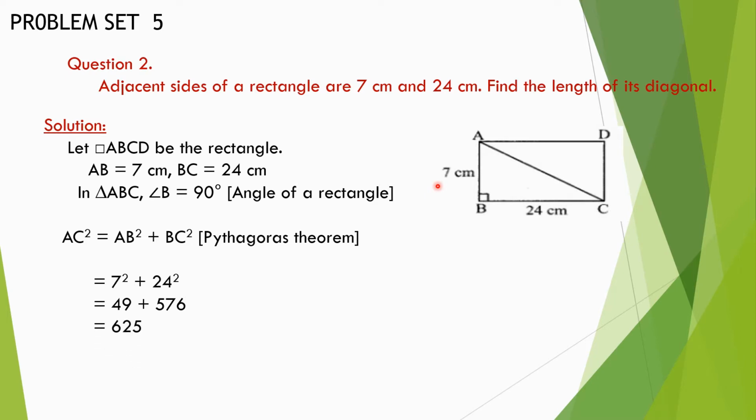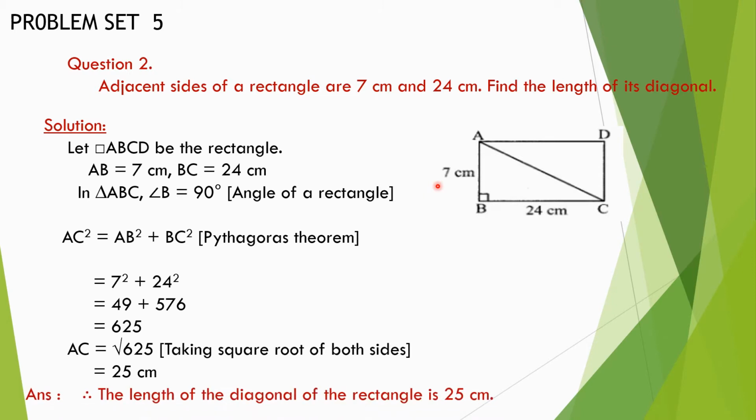Therefore, AC square is equal to 625. Therefore, AC is equal to square root of 625, that is equal to 25 centimeter. Therefore, the length of the diagonal of the rectangle is 25 centimeter.